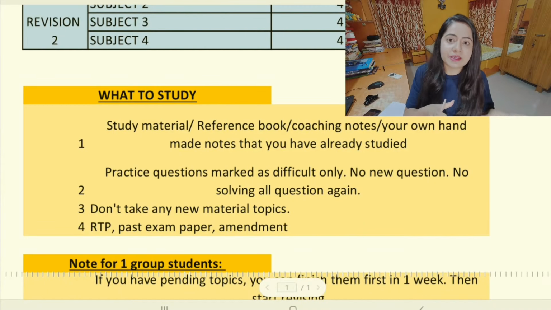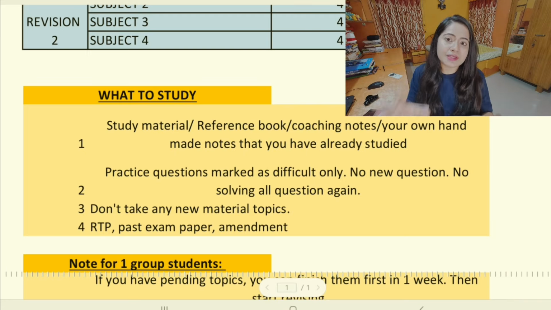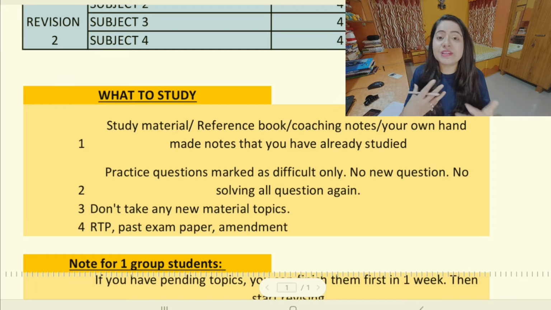See, in this time, you are only revising the entire course. I assume that you have already studied the entire course. You have completed the coaching. In fact, you have also completed 1 or 2 proper readings of the subject. So at this time, try not to take anything new. What you have to do is, if you have studied from the study material, then revise the study material again. If you have prepared your own notes or you have used a reference book, then just use that, and revise all of the concepts again.